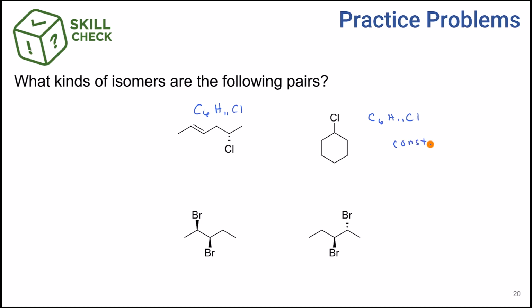And in this one, I have a 2,3-dibromopentane, 2,3-dibromopentane. In the first one, they're both wedged. In the second, they are wedged and dashed. So they're not mirror images of each other. They're connected the same, so these ones are diastereomers.